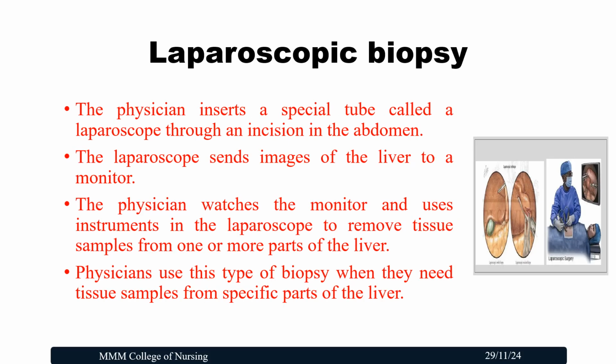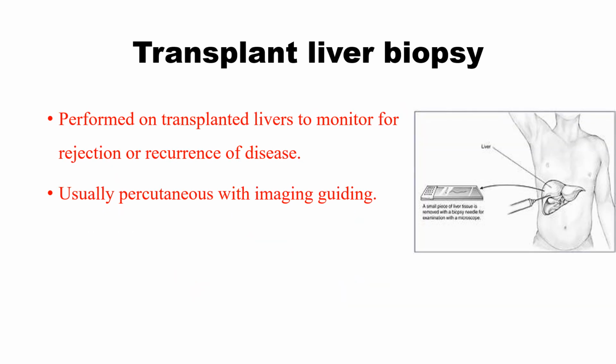And coming to the laparoscopic biopsy, here the physician inserts a special tube called the laparoscope through incisions in the abdomen. The laparoscope sends images of the liver to a monitor. The physician watches the monitor and uses instruments in the laparoscope to remove tissue samples from one or more parts of the liver. Physicians use this type of biopsy when they need tissue samples from specific parts of the liver. Finally, transplant liver biopsy.